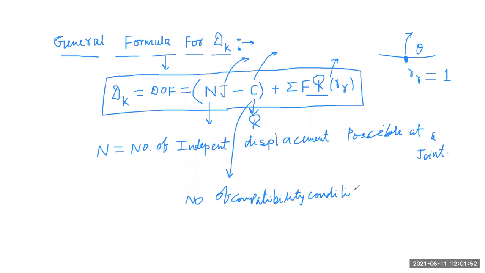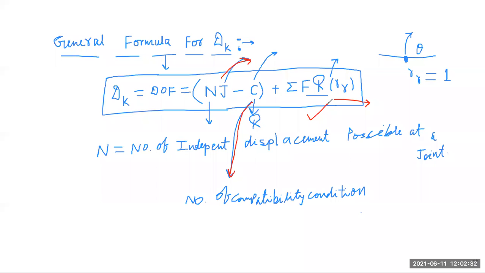dk is equal to degree of freedom. Degree of freedom is equal to nj minus c plus summation of force release or RR. Basically n is equal to number of independent displacement possible at a joint. J is your number of joint. C is your number of constraint or number of reaction, or it is also known as number of compatibility condition. In many books it is also written C is number of unknown deformation, and here RR is your number of release reaction. So just remember this formula.